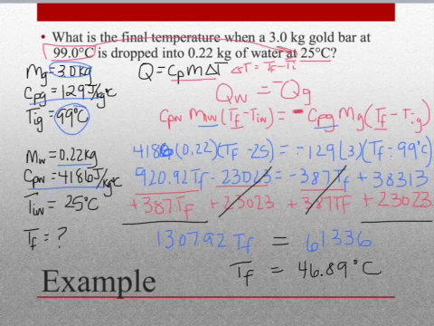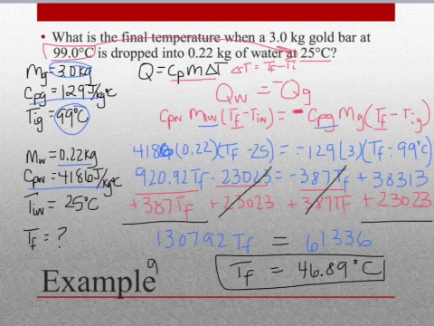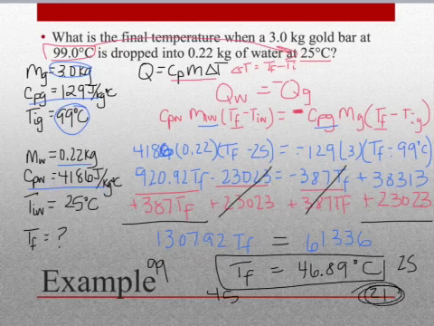Our temperature final is 46.89 degrees Celsius. Okay. Now, if we look at our initial temperatures, we had 99 for the gold, and we had 25 for the water, and we said it should be closer to 25. Well, that's only a difference of 21 degrees, whereas here we have a difference of 45 degrees. I think I did that wrong. It should be 35. Well, whatever. Either way, it's closer to our 25 value here. So we did indeed do it correctly.